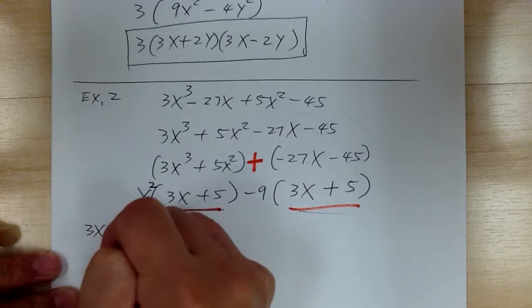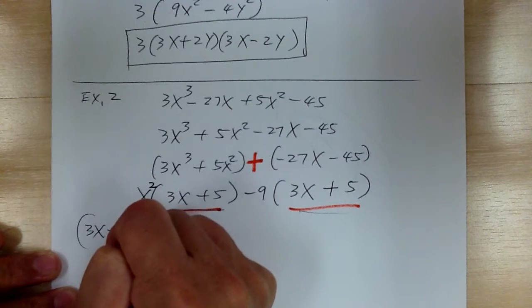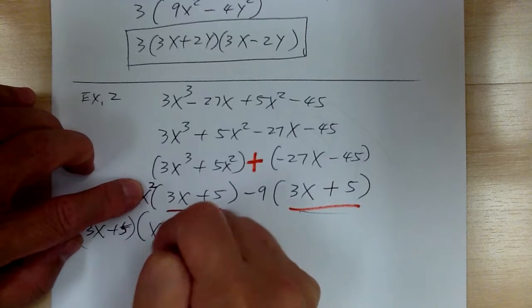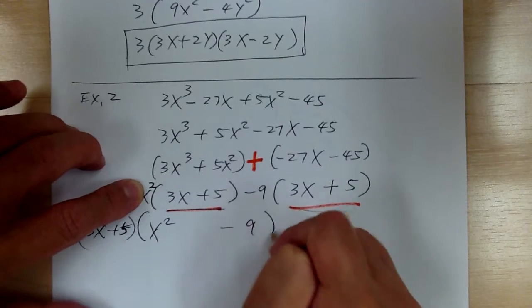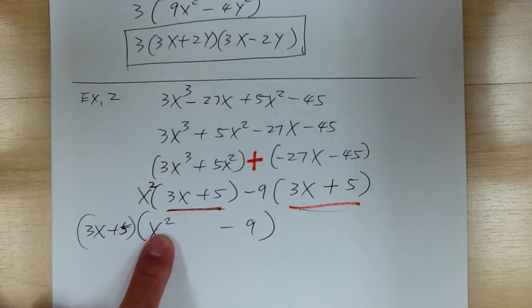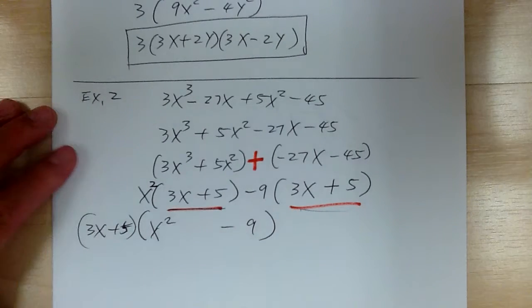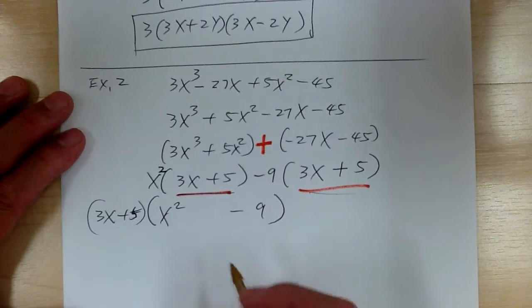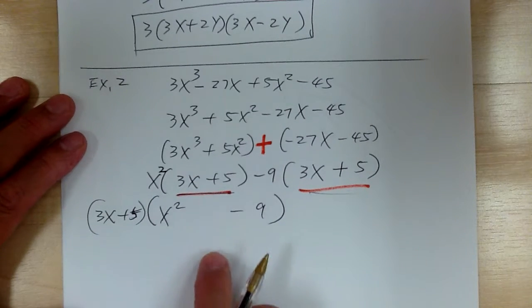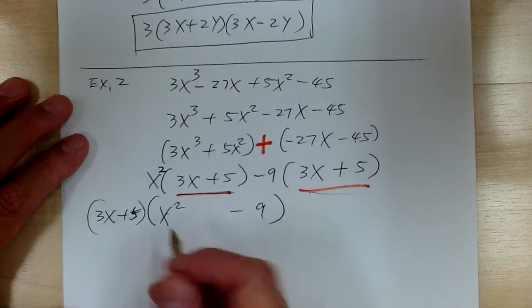So you're going to get 3x plus 5. And then the leftover would be x squared minus 9, right? But whenever you see square, you have to keep checking, okay? And you have to recognize this, right? This is a square minus square. So you have to apply the step 2a again. So you have to recognize this. Whenever you see the square, you have to keep checking your steps.